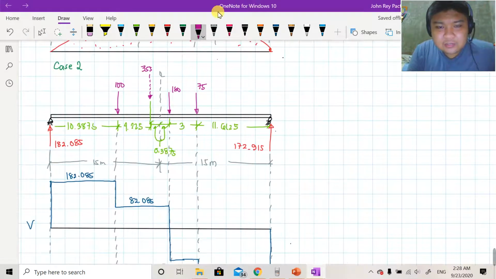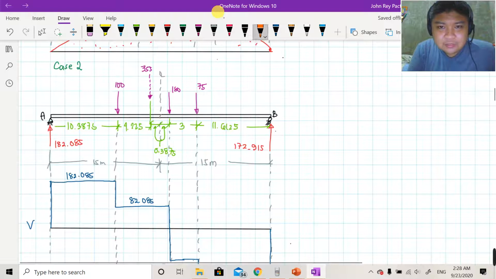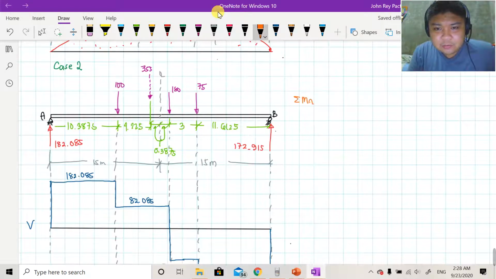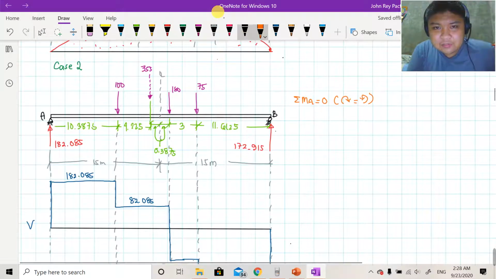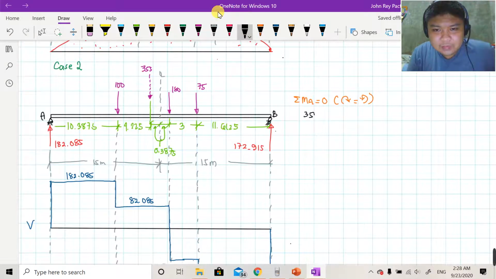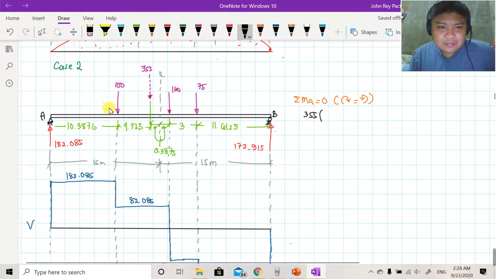So, ang gagawin ko nga is, of course, summation. Mag-label lang tayo, summation moment at A muna tayo. So, summation moment at A equals 0. Clockwise moment equals counterclockwise moment. So, this time, yung 355 class, ang distance niya is ito na lang.